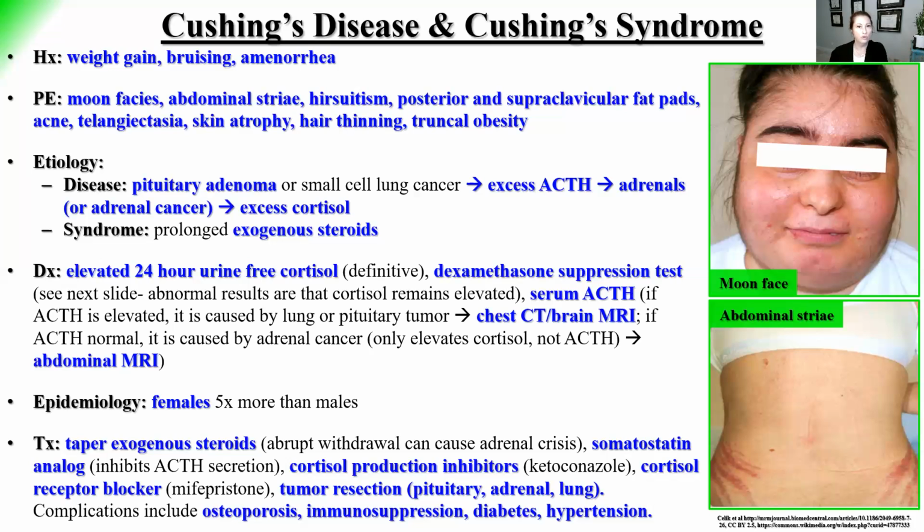If they have prolonged Cushing's disease or Cushing's syndrome, this can lead to osteoporosis, immunosuppression, diabetes, and hypertension. We know that high levels of cortisol are our stress hormones. So the more stress we have, eventually the more immunocompromised we're going to be.